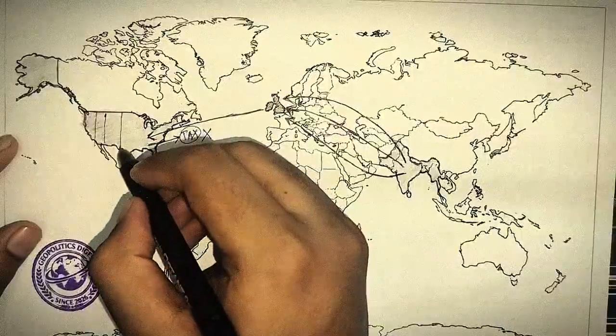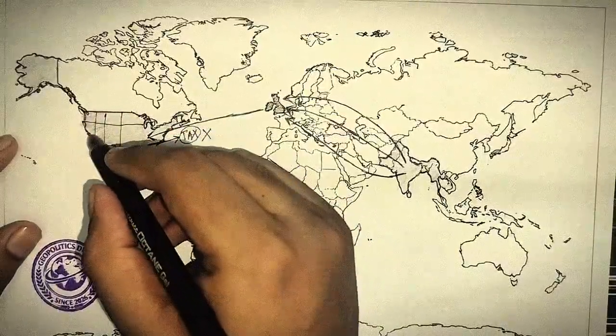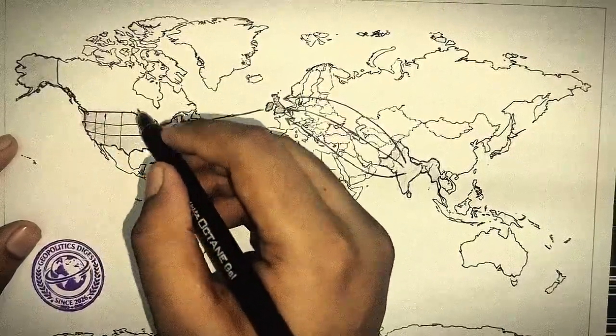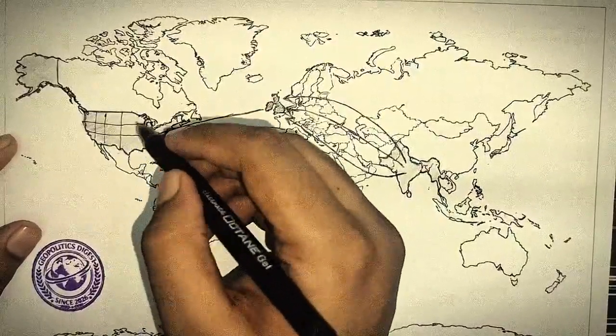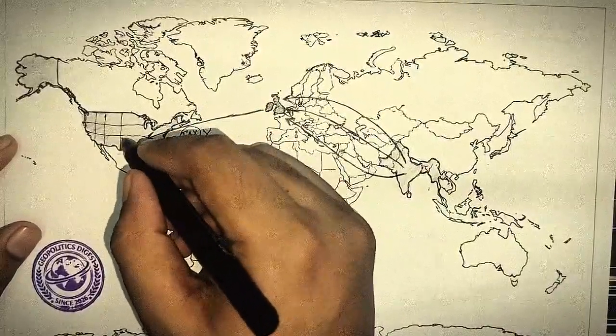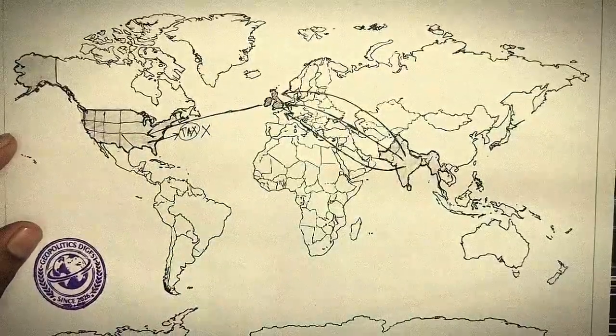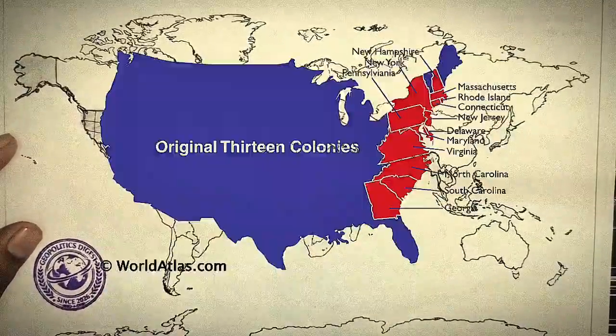I'm doing a rough sketch to make you understand. Four, eight, twelve colonies are there. Let's split this part and make it 13 colonies. These 13 colonies were of the British.